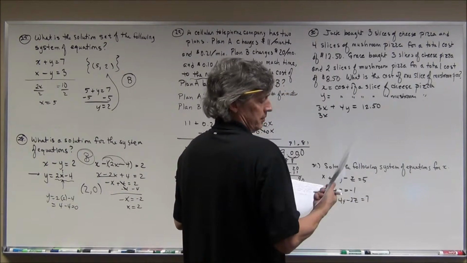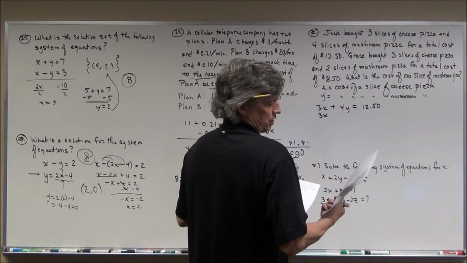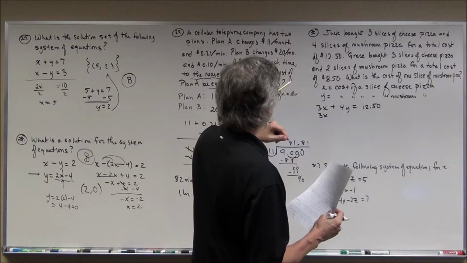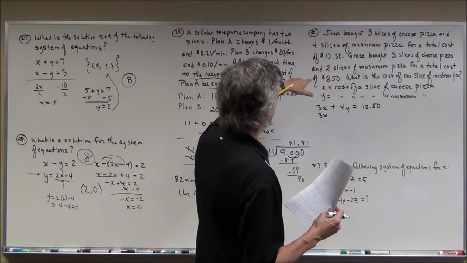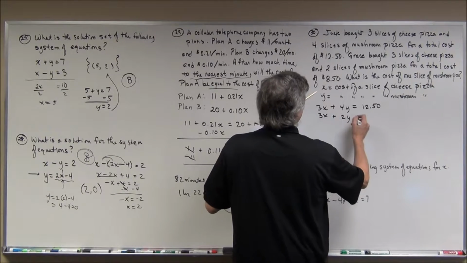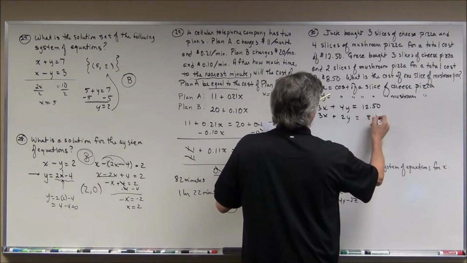I hope when I printed it out, it came out small. We'll find out here in a second. 3 slices and then 2 slices of mushroom pizza. So that'd be 2 times y is equal to $8.50.